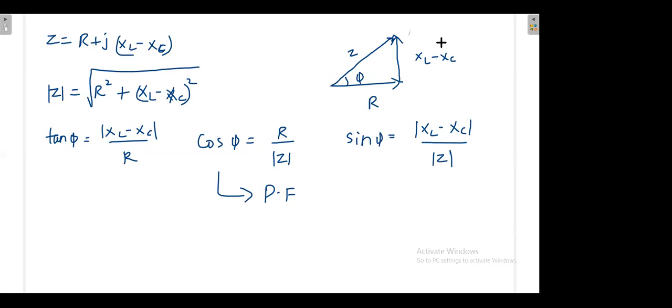And this XL minus XC can be negative also, or it can be 0 also. Now we will see one by one. Three different cases are possible: XL may be greater than XC, or XL may be less than XC, or XL is equal to XC. One by one we'll see. First, case 1.